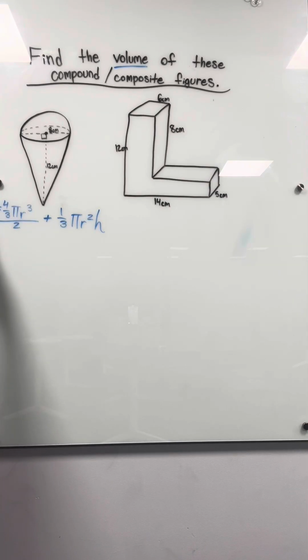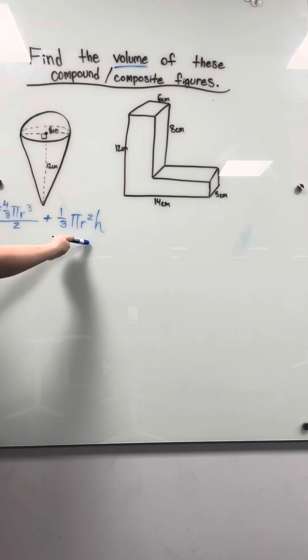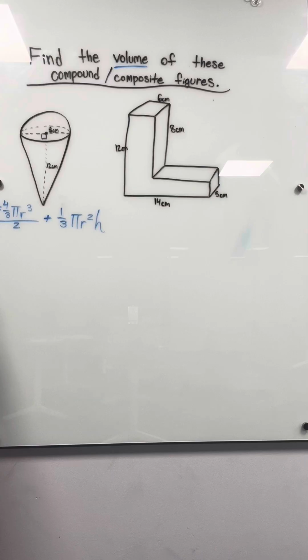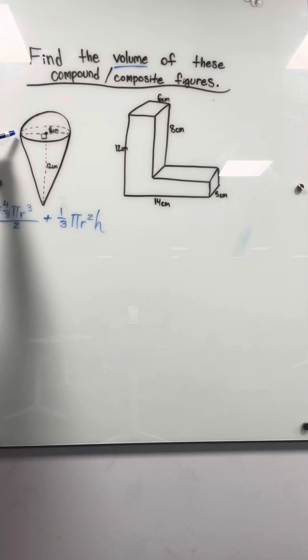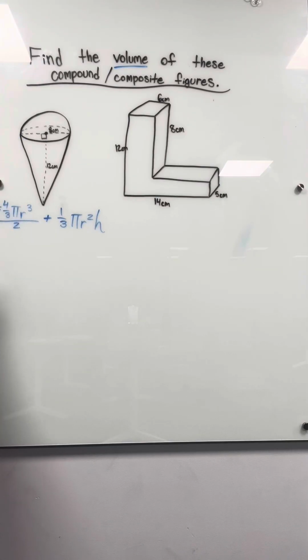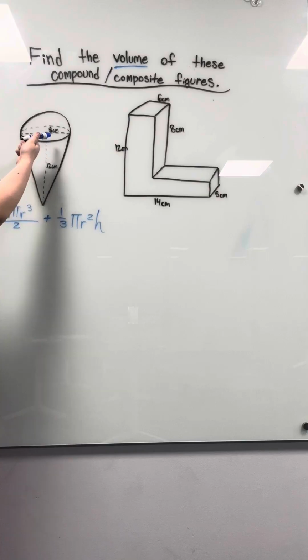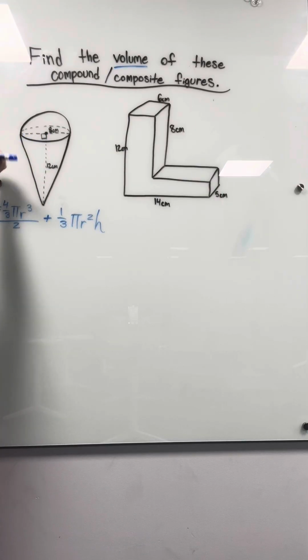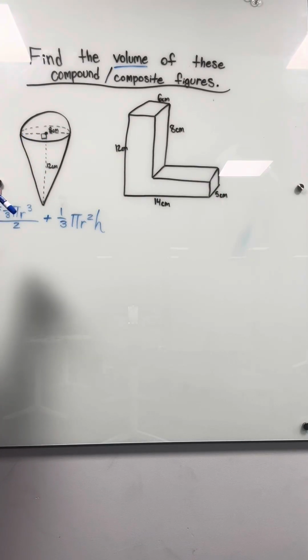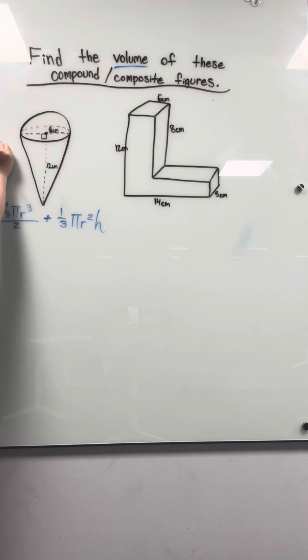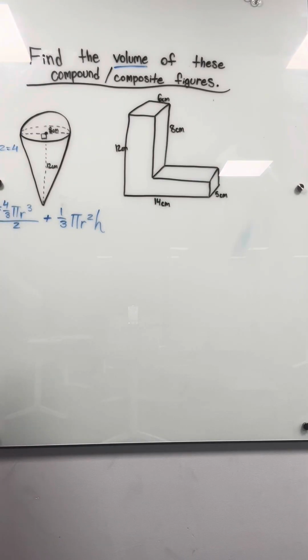Now we just need to plug in all of this information. So how will we find the radius of our sphere? Well, we know that the diameter is 8, and we know that half of the diameter is the radius. So 8 divided by 2 equals 4. So that means our radius is 4. So that means we can plug in our information pretty easily.